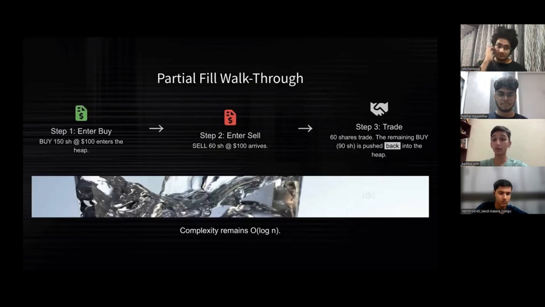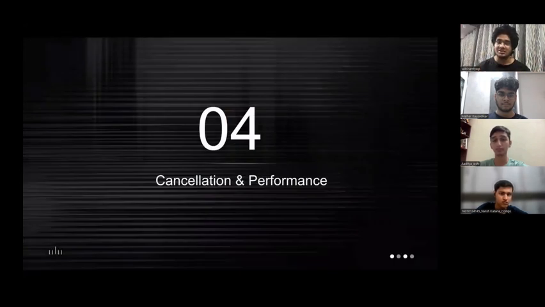Now for partial fill, step 1. A buy for 150 shares at $100 enters. Step 2. A sell for only 60 shares at $100 arrives. Step 3. We trade 60 shares and the remaining 90 shares of the buy order get pushed back into the heap. As you can see, these three rules are very important and very interlinked with each other. And crucially, this remains O(log n) complexity with no efficiency loss.